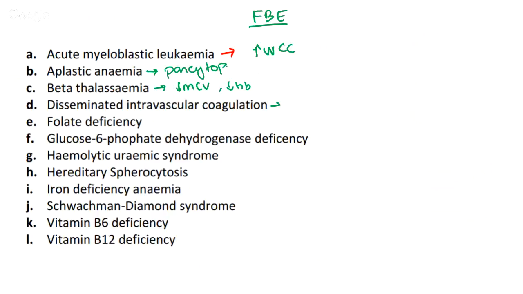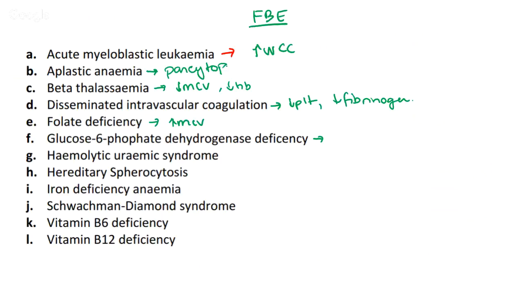Okay, DIC. What will we see? Yes, decreased platelets and decreased fibrinogen. Well, that's not on the FBE, true. Folate deficiency: macrocytic, increased MCV. G6PD: there'll be normocytic. Remember, we're just talking about FBE.